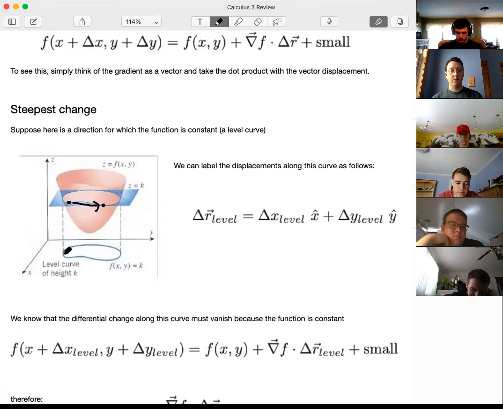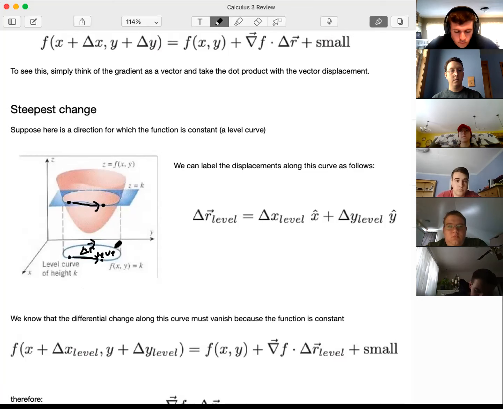You'd start here, go to here. And if I were to draw that in the xy plane, that would be delta r. And because these are on a level curve, I would label it level, just so I know I'm walking level. I'm not walking up the hill or anywhere else. I'm walking along a slice. So I could just put subscripts everywhere to indicate that.